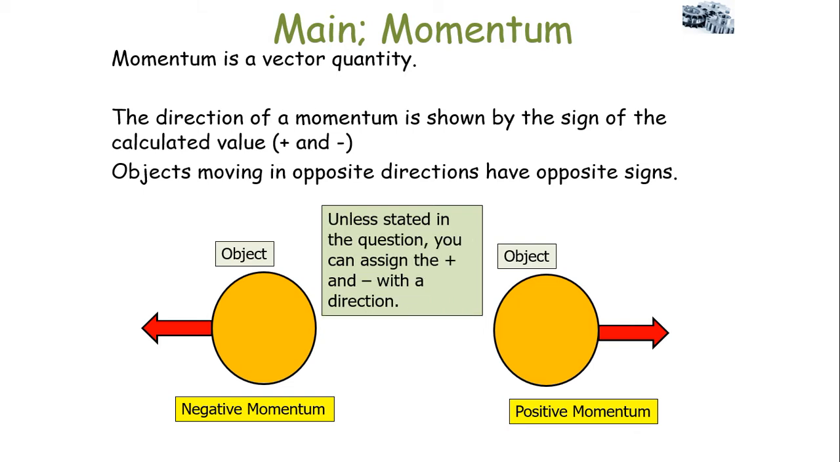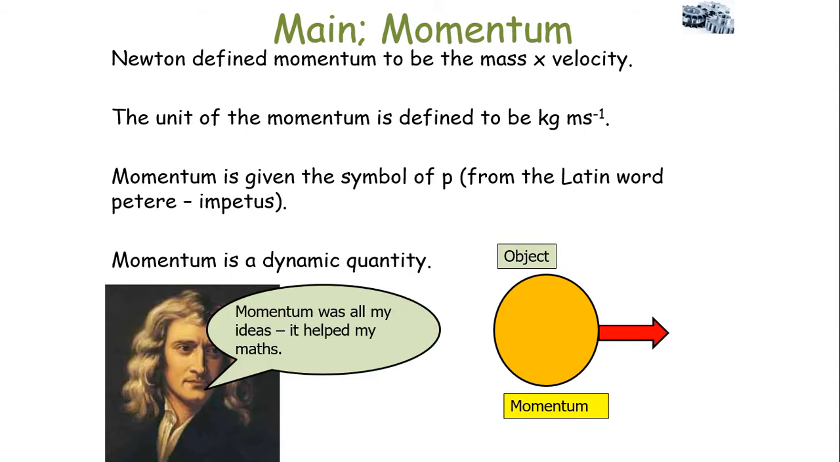Now, unless stated in a question, you can assign the plus and minus with the direction. But please remember that if one direction is positive, its opposite direction is negative. So if up was positive, down would be negative. Now, this allowed Newton with his ideas in mathematics.